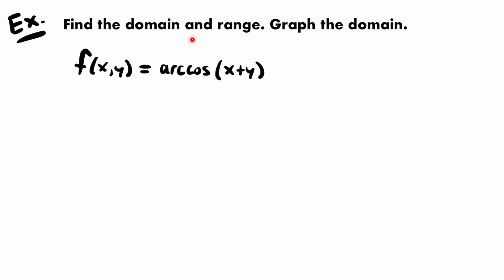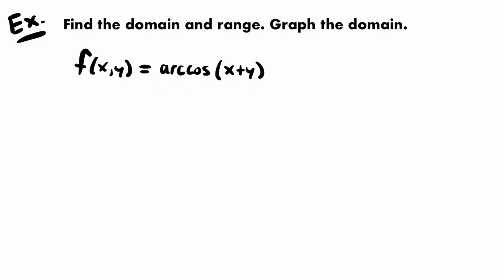Next up, we want to find the domain and range, as well as graph the domain. For this multivariable function, we have f of xy is equal to arc cosine of x plus y. Okay, so just like with our previous examples, this multivariable function has two independent variables, x and y, so this does represent a surface in 3D with a two-dimensional domain. And so to figure out that domain, we have to think about what input values make sense for this function. Are there any values of x and y that are going to cause this function to be undefined?